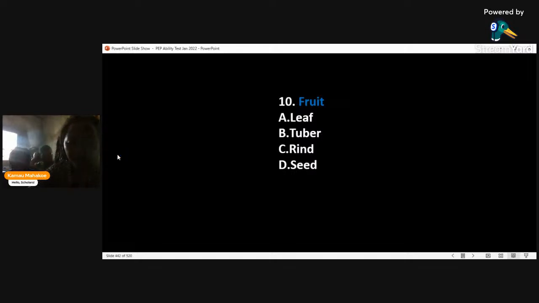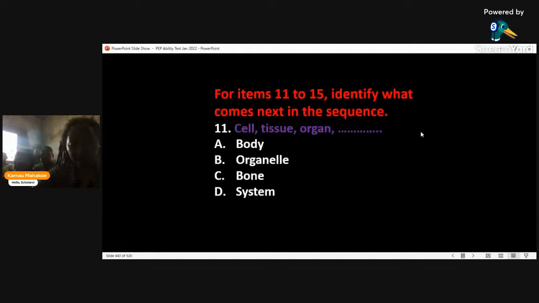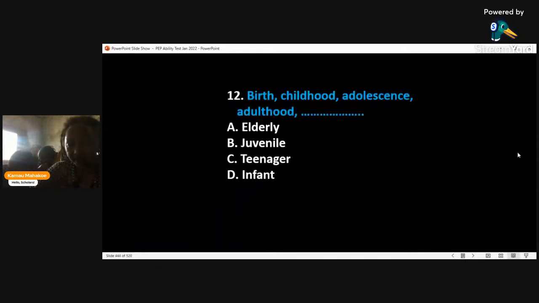What's a necessary component of fruit? It must have a seed. All right. Body. Cell, tissue, organ. And then what? So cells make tissues, tissues make organs, organs make what? No, bone is an organ. Organs make systems, organs make organ systems. And then systems make bodies or organisms.